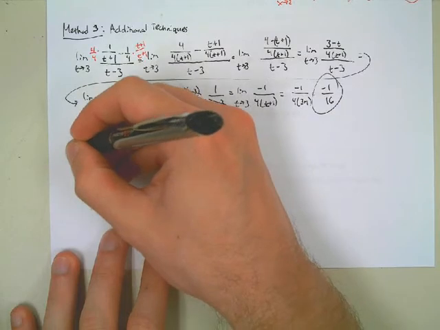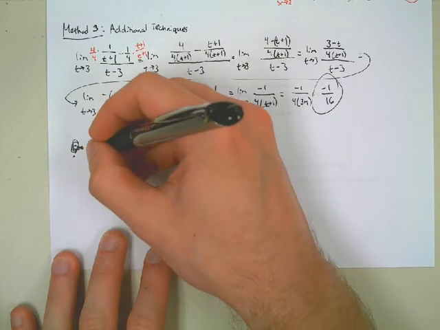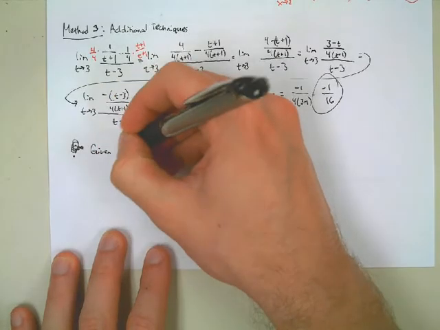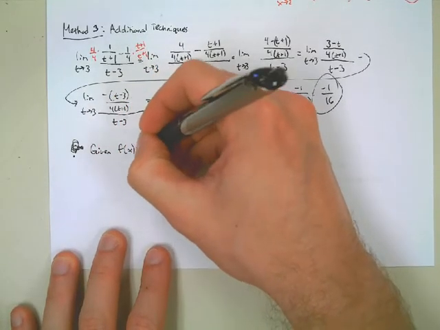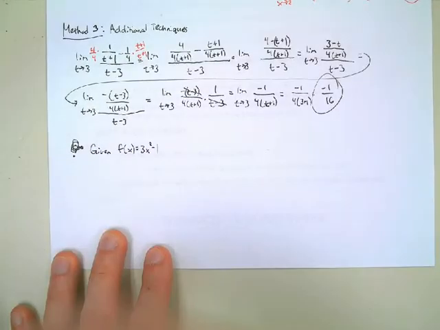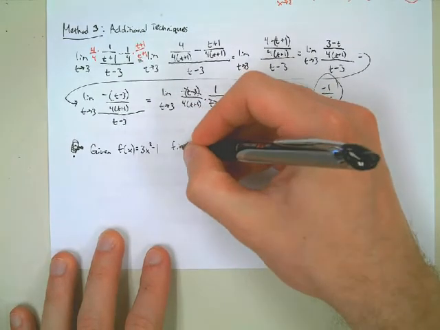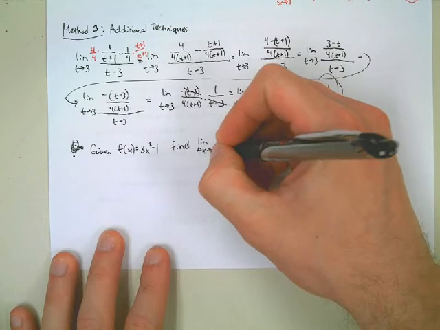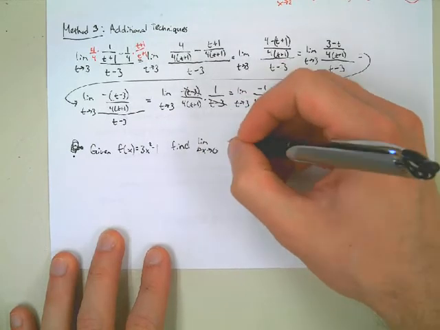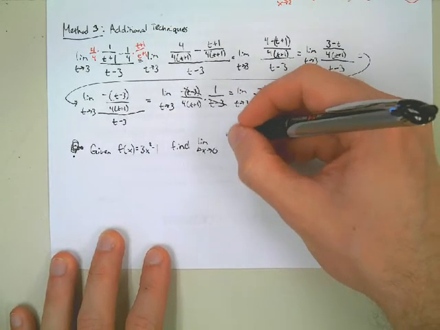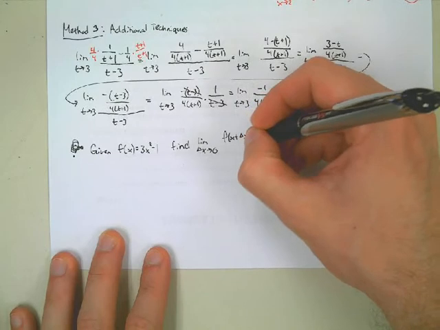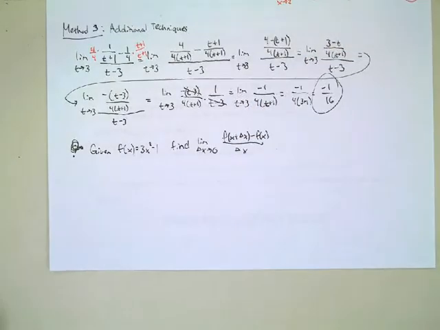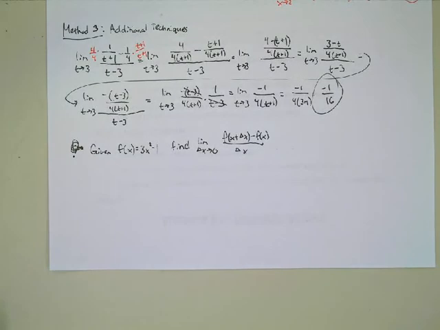Given f of x equals 3x squared minus 1, find the limit as delta x approaches 0 of f of x plus delta x minus f of x all over delta x. I hate delta x. It's a difference quotient.